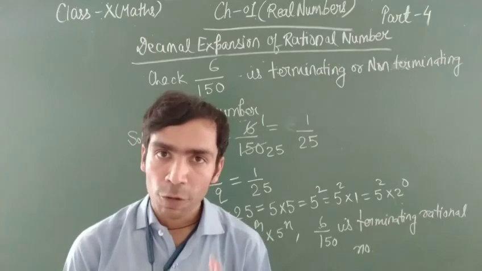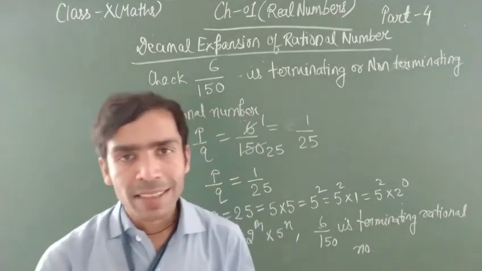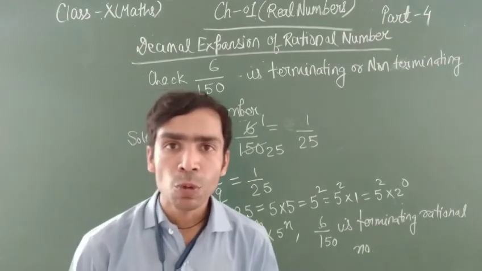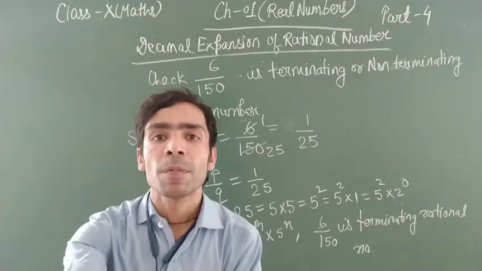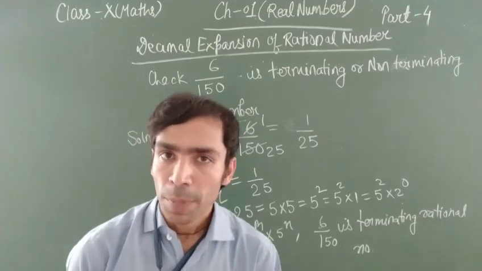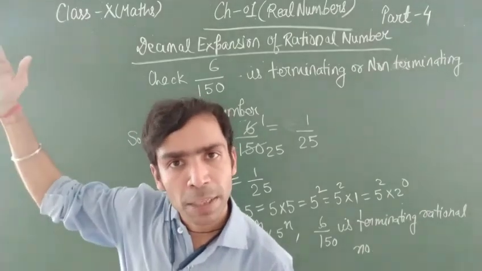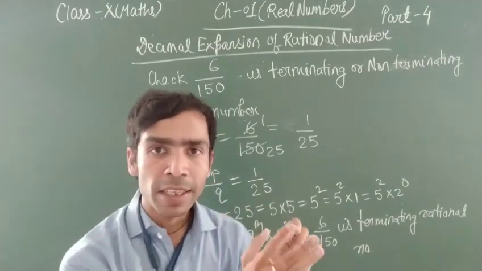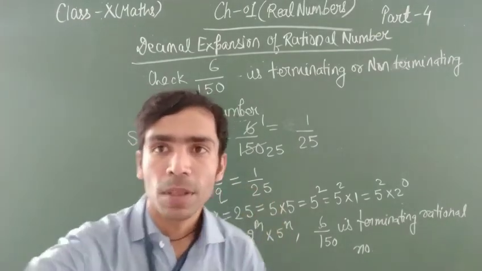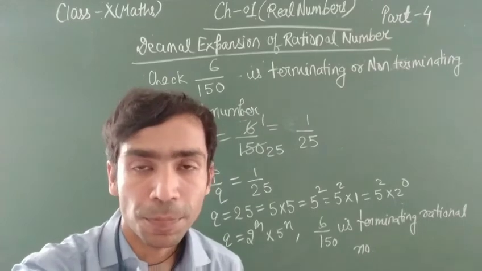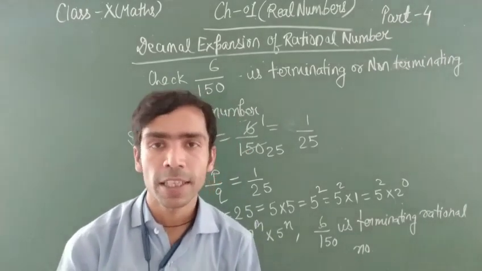So I hope that whatever I taught you today is clear to you. In the next class, student, we will study how to check after how many places a given rational number will terminate. Because a non-terminating rational number will never terminate; it will go up to infinite places. So in a terminating rational number, how will you be able to check after how many places it will terminate? That thing we will learn in the next class.